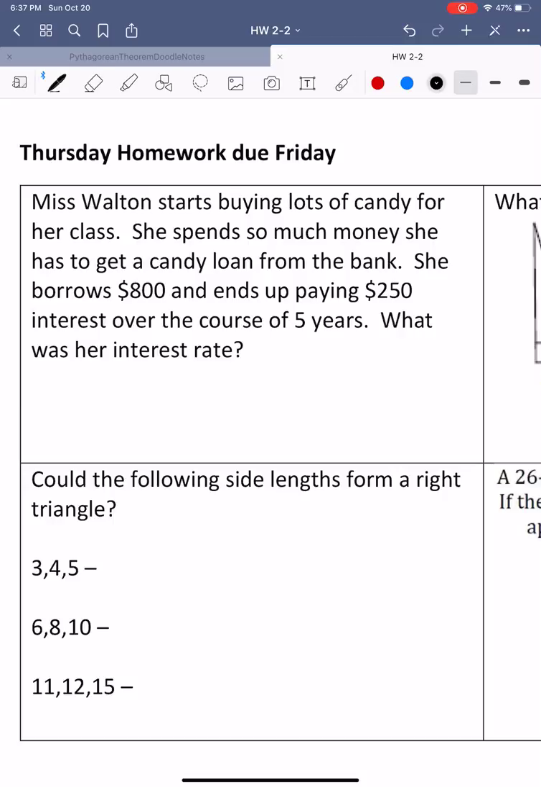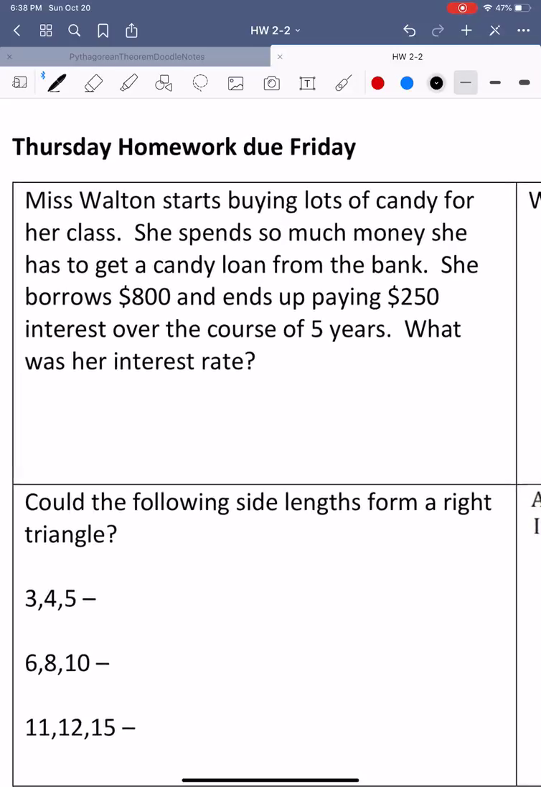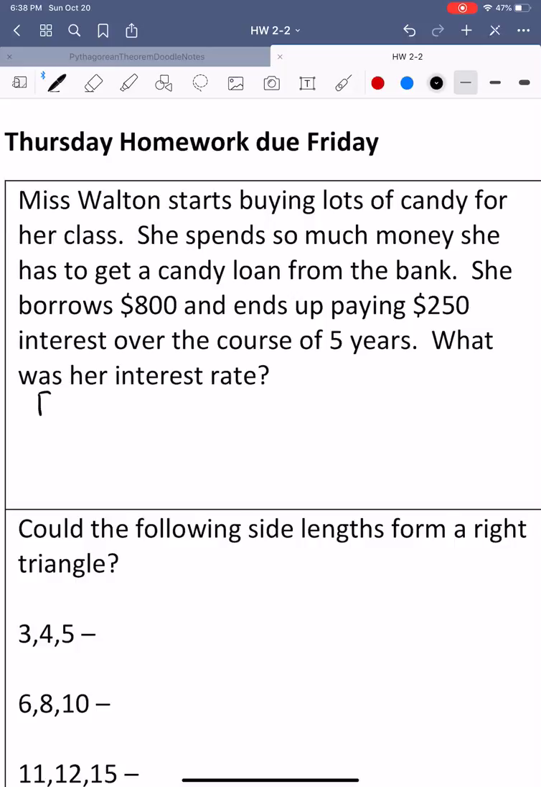Okay, so as we go through this one, I want to start with what our formula is. So the things that they're giving us, we have $800. So this is our principal.